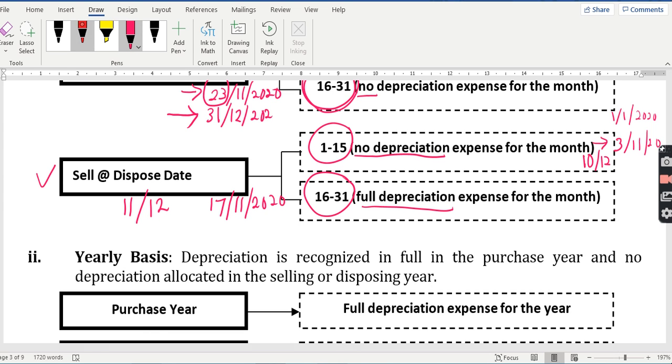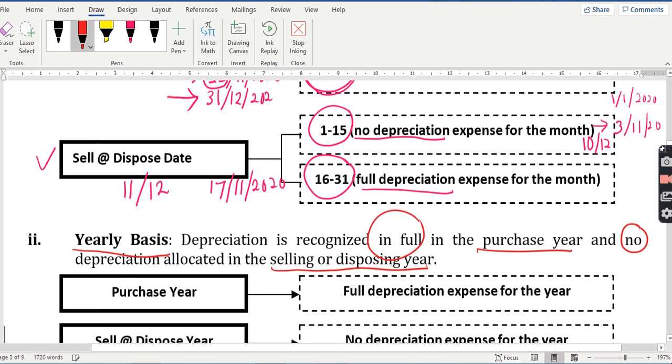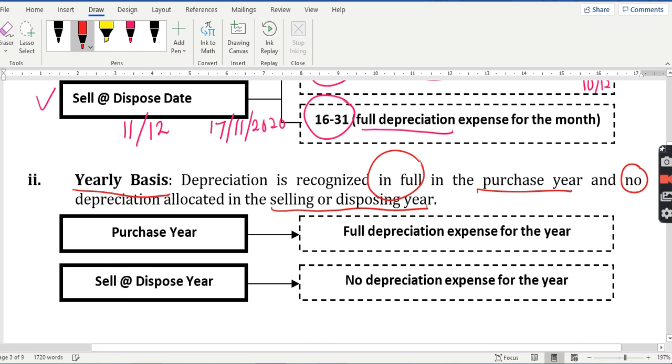If we are using the yearly basis, that means the depreciation is recognized in full in the purchase year, but there won't be any depreciation allocated in the year of the disposal. So what does that mean?